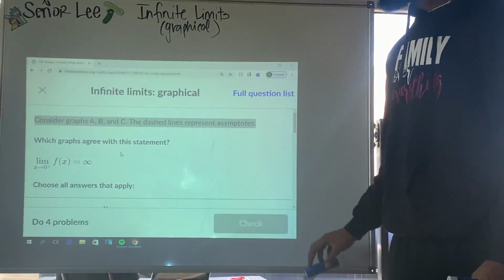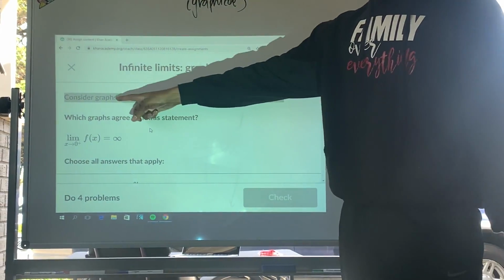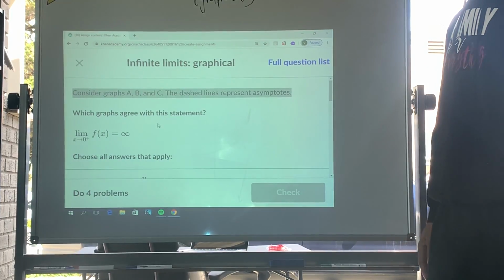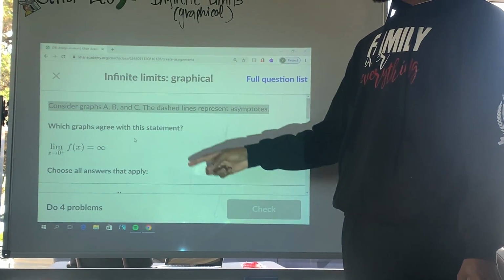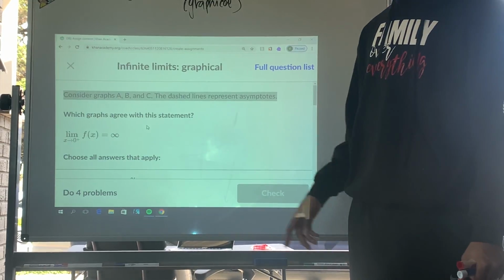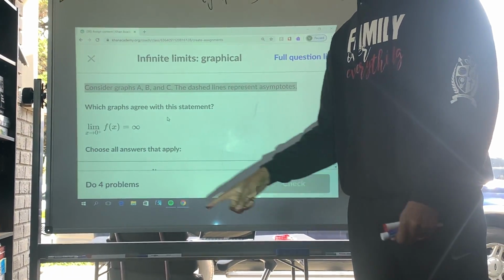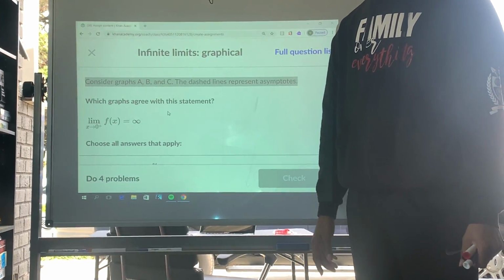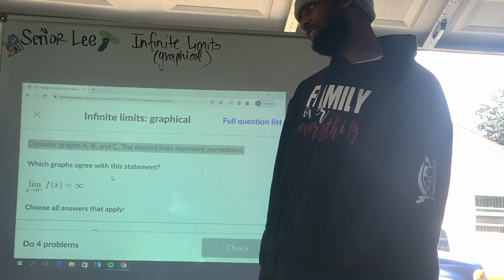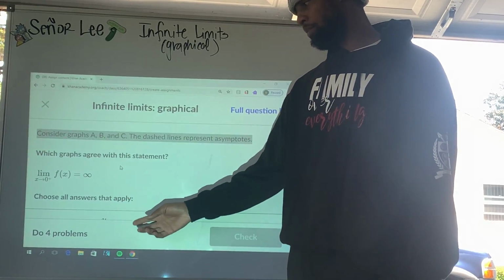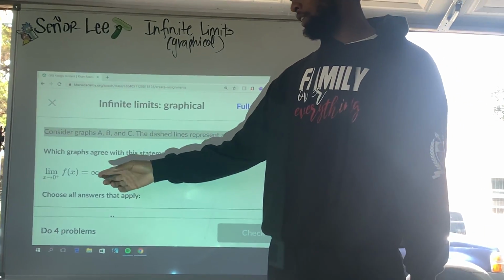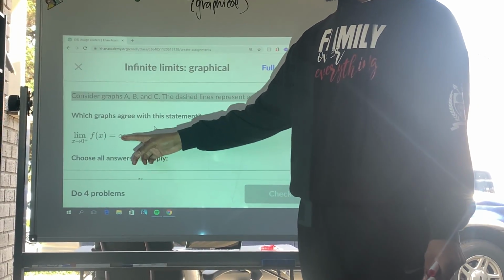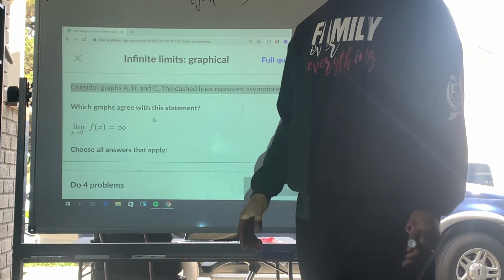From Khan Academy, it says, consider graphs A, B, and C. The dashed lines represent asymptotes. Which graphs agree with this statement? The limit of f of x as x approaches 0 from the right is equal to infinity. So I'm gonna look at these graphs and see which one reflects this. As I approach 0 from the right, my graph should be heading towards infinity.